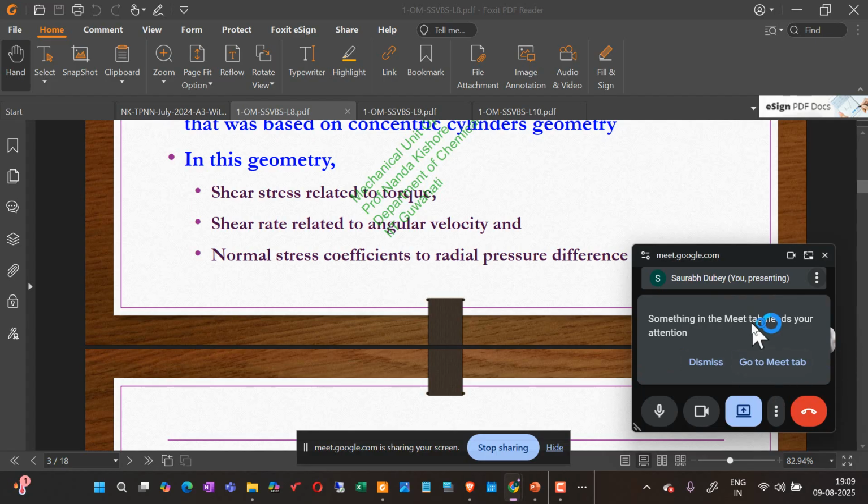And if something in the meet tab needs your attention, okay, go to the meet tab then.